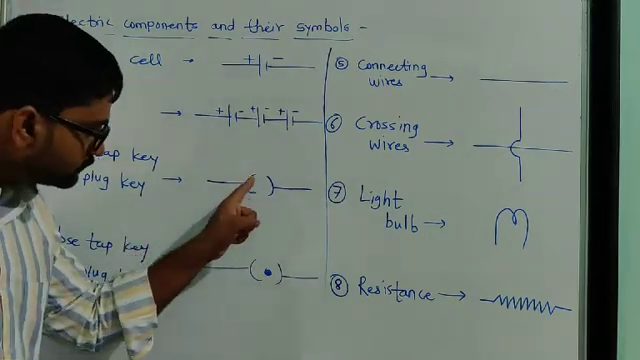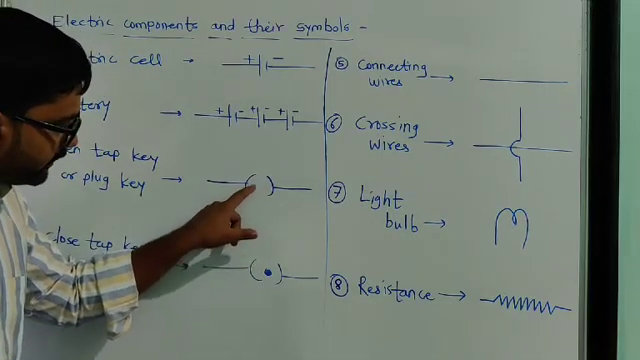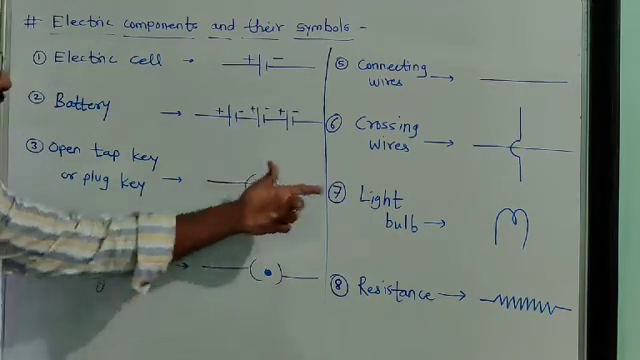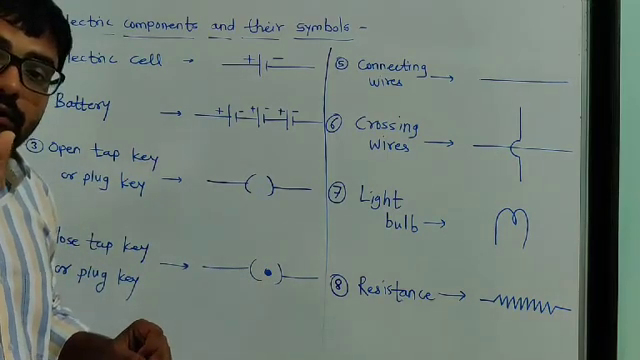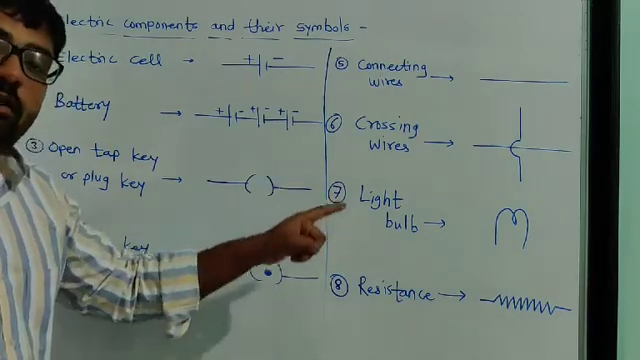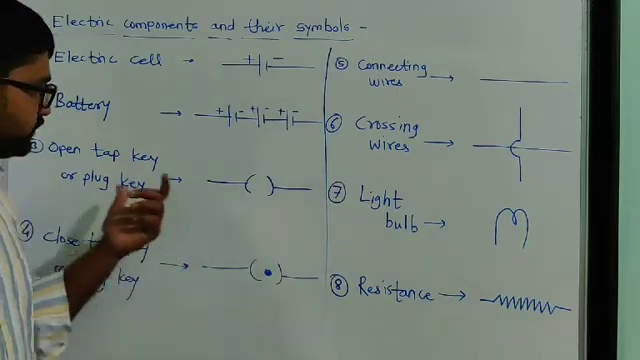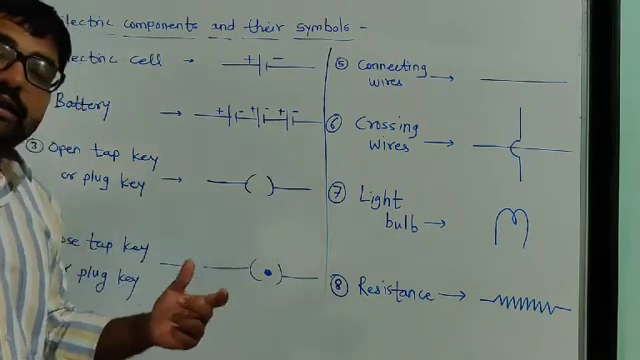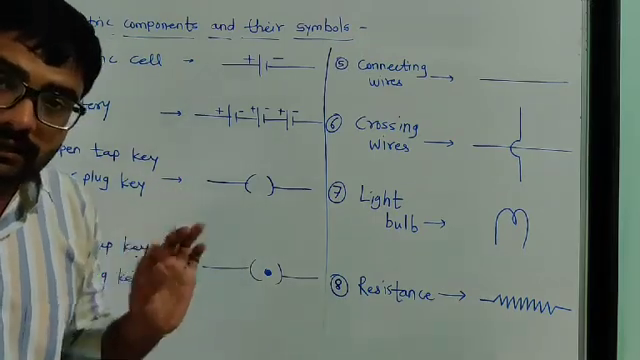Okay, so this round structure with nothing present in between is called an open tap key, and this tap key is used to stop electric current in the electric circuit. Okay, so this is the open tap key, this is the symbol, and its use is to stop electric current flowing through the electric circuit.